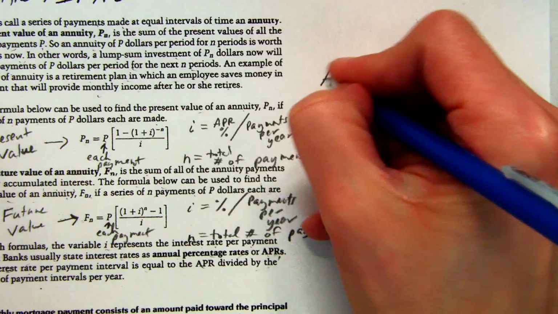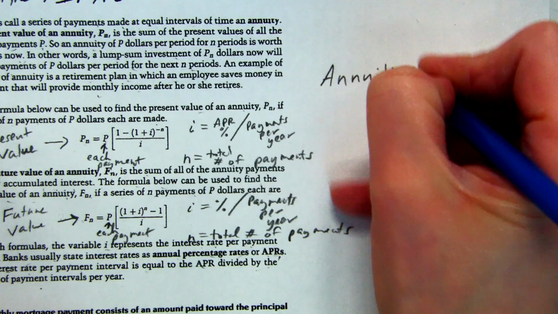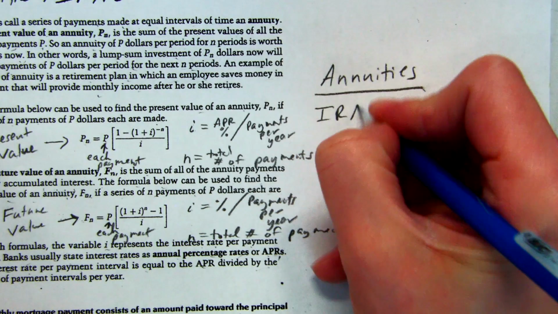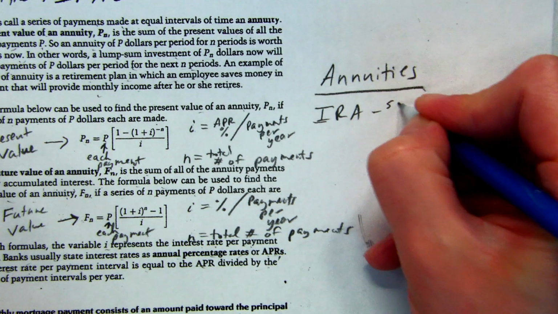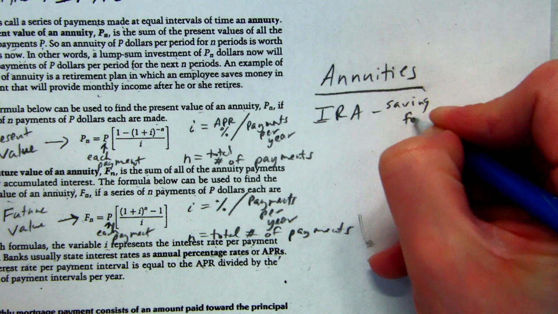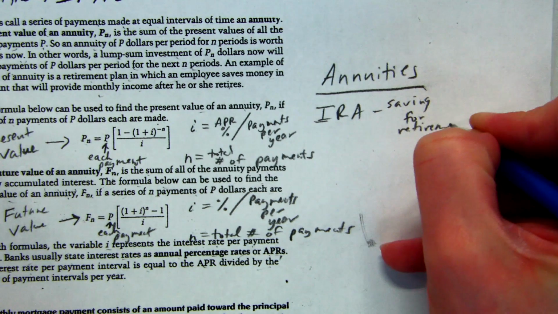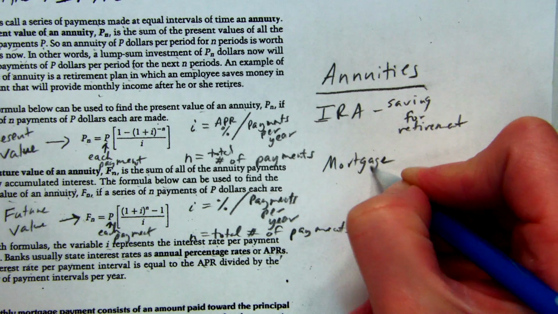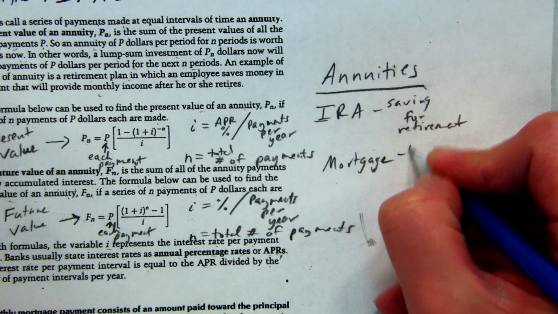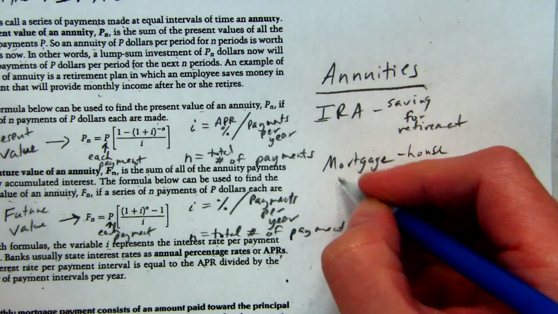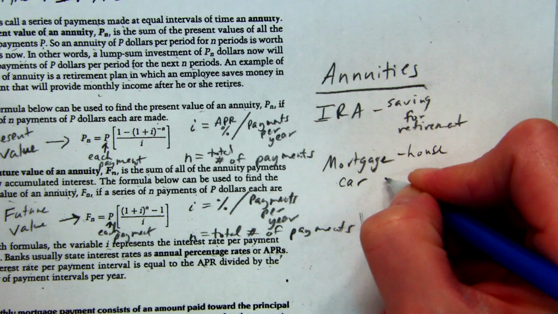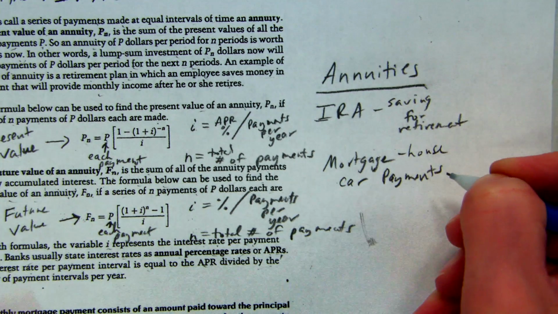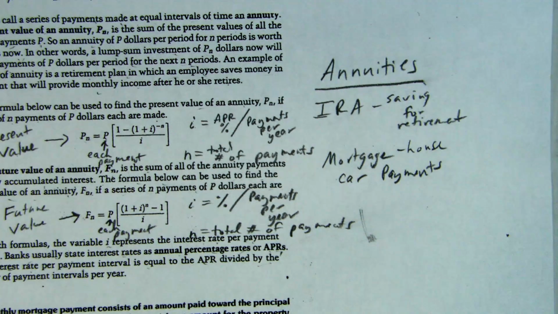And so when we talk about different kinds of annuities, it could be something like an IRA, an individual retirement account, and that's where you are saving for retirement. Or it can be used for a mortgage. You're borrowing money from the bank to pay for a house. It could also be if you're borrowing money to pay for a car, and you could use it to figure out car payments. And so those are different types of annuities.